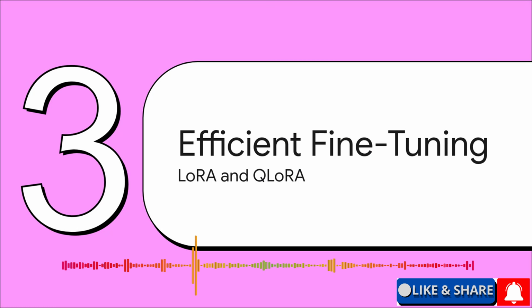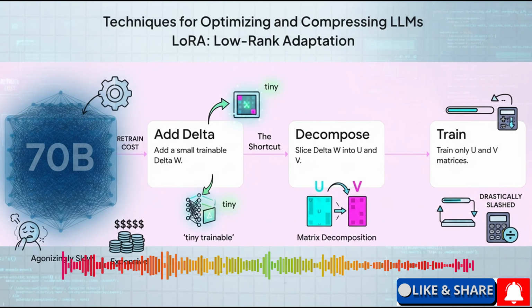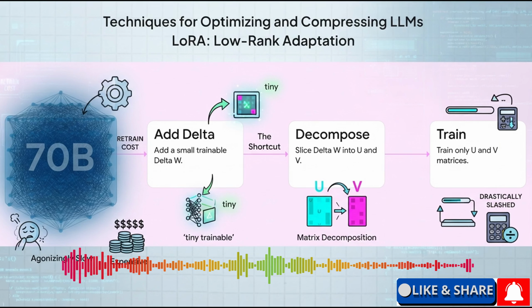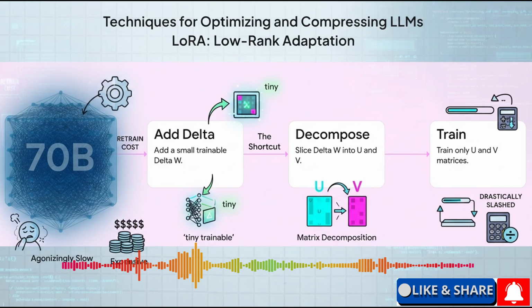All right, Section 3, parameter-efficient fine-tuning. Completely retraining a massive 70 billion parameter model for your company's private data? Yeah, that's agonizingly slow and incredibly expensive. We need a shortcut. Enter LoRA, or low-rank adaptation. Instead of updating the entire frozen network, it injects a tiny trainable delta matrix into the layers. It then uses matrix decomposition to slice that matrix into 2 much smaller parts. You only train those tiny new matrices, which drastically slashes the math required.